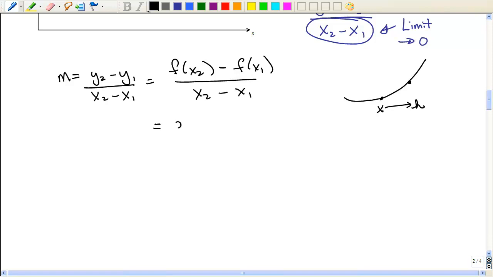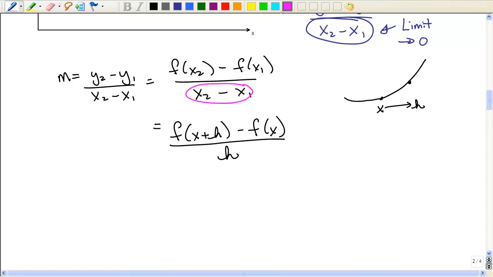Well, how about this would be f of x plus h minus f of x over just the distance of h. Now, that's a fancy way of saying this distance becomes h. That's the difference, or how far apart the x values are. And these are the y values associated with that. All right, so now, what is the derivative?